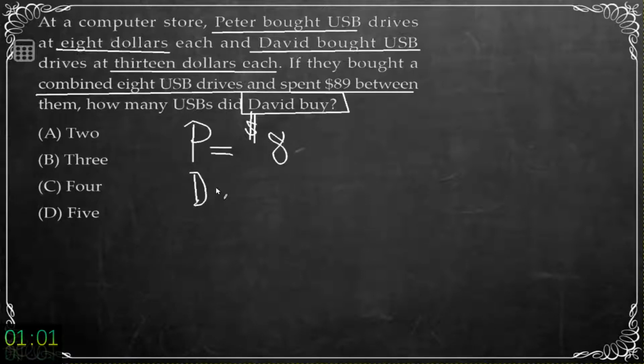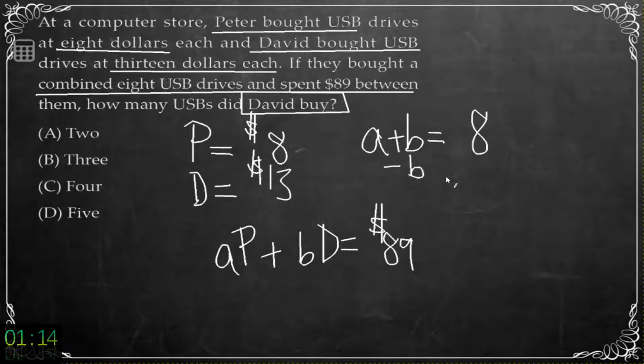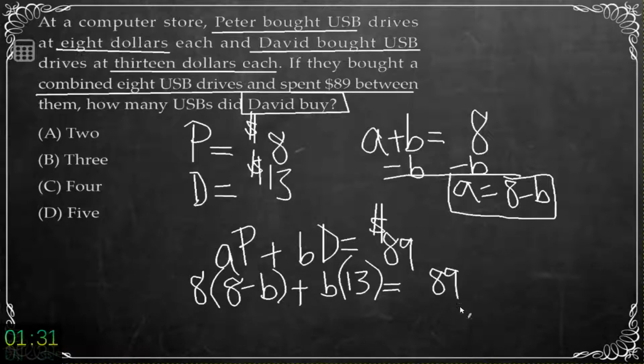Alright, well, P is Peter, and that's $8, and D is David, and that's $13, and AP plus BD is equal to $89, where A plus B is equal to the combined 8 USB drives. So, A is also equal to 8 minus B, and we want that in terms of B so that we can find how many USBs David bought. So 8 times 8 minus B plus B times 13 is equal to 89.